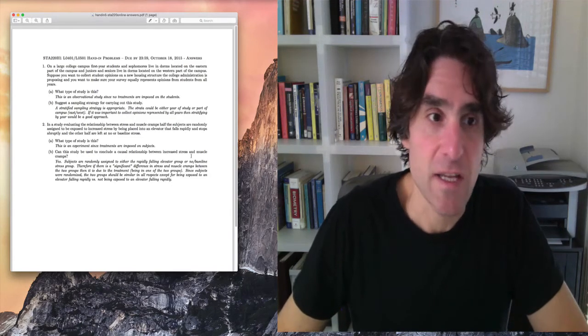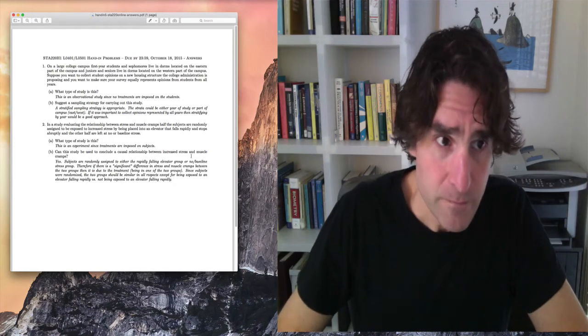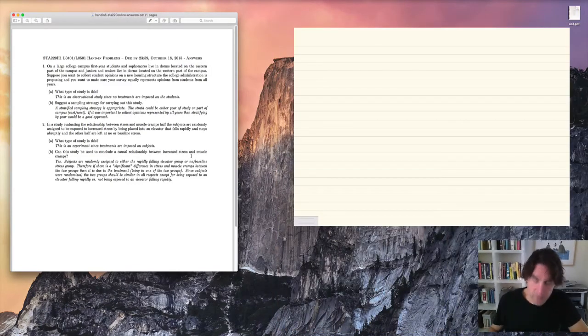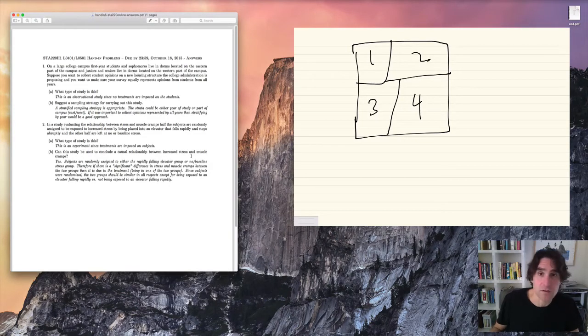The second part is, suggest a sampling strategy carrying out this study. Well, a stratified strategy is appropriate here. So stratification means that we break up the population into subgroups. So here we would break up the population into subgroups, and we might have first-year students here, second-year students here, third-year students here, and fourth-year students here. And then we would take a random sample from here.